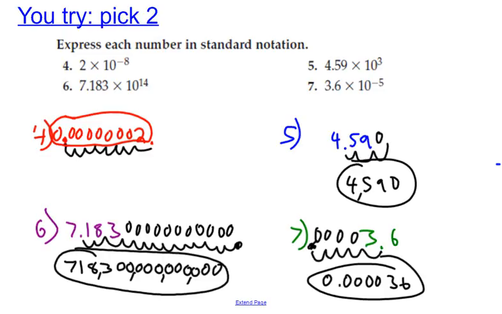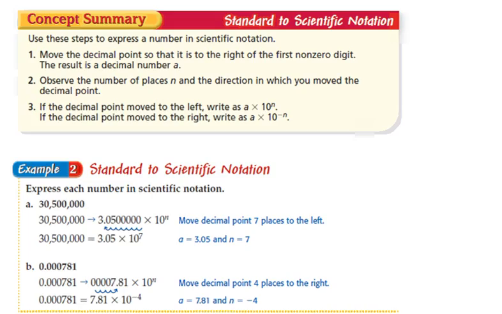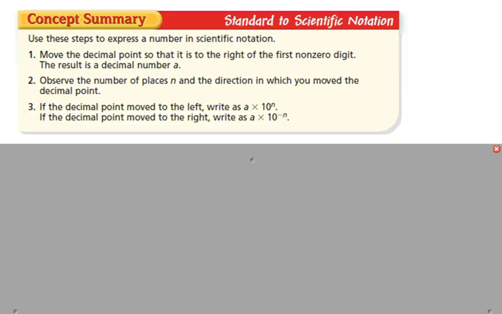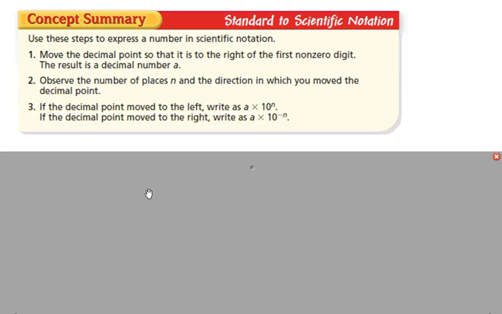Now, part of this goal is also to write the opposite, do it the opposite way. And this way is backwards. And I want you to think of it as backwards. So here's the steps that would be worth writing down. You don't have to necessarily write everything, but going from standard notation, like an actual number, big number, or really small decimal, to scientific notation.